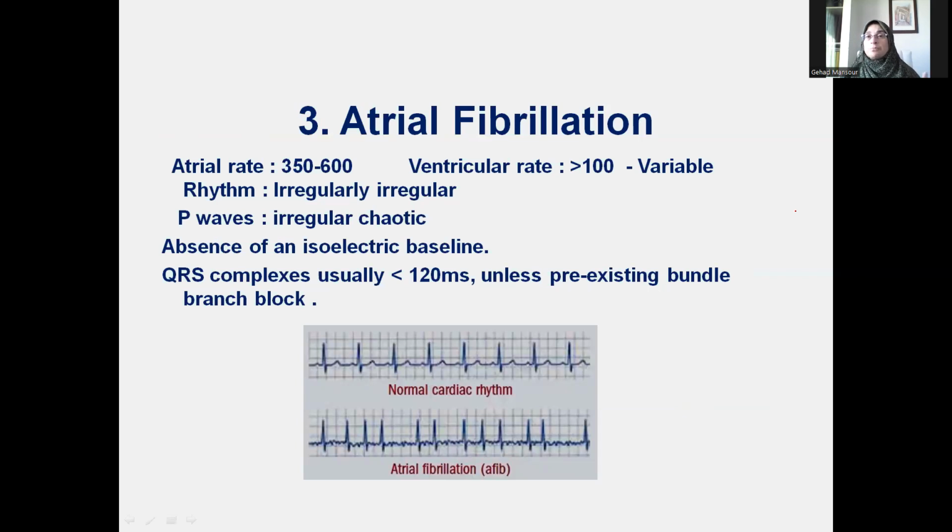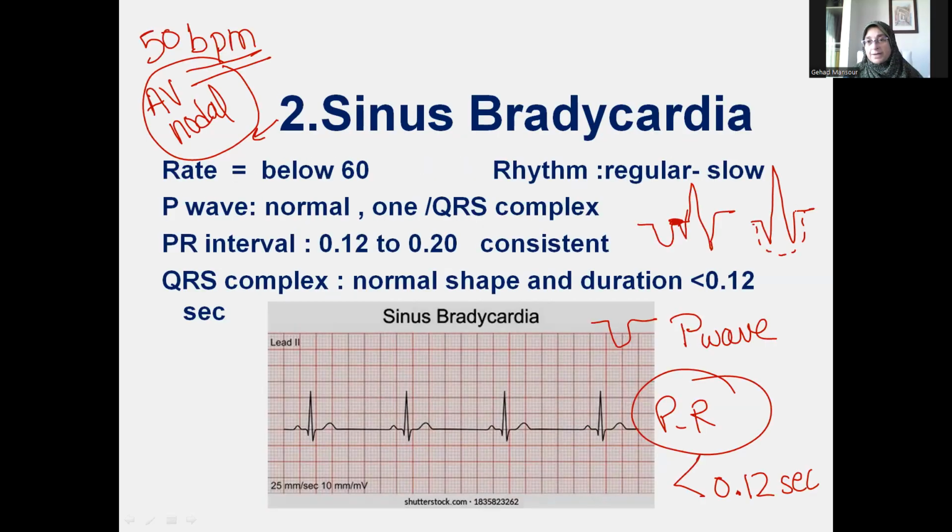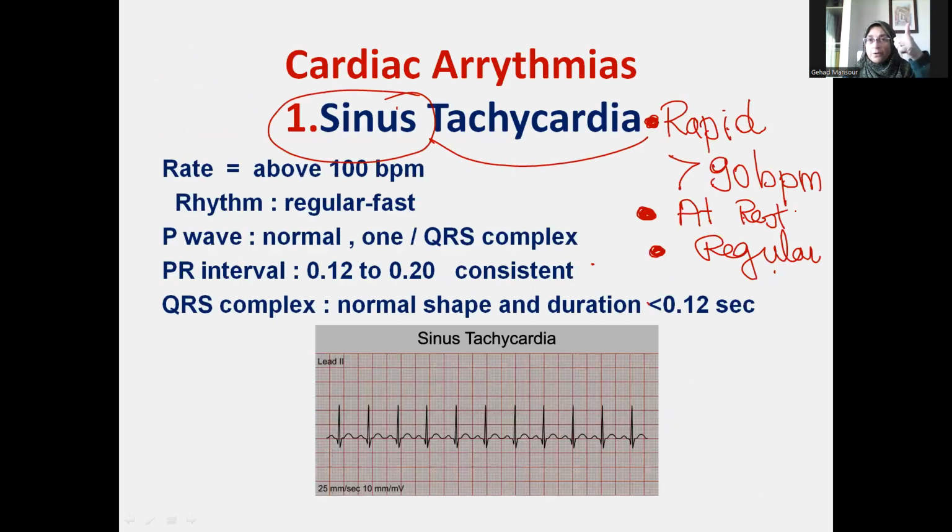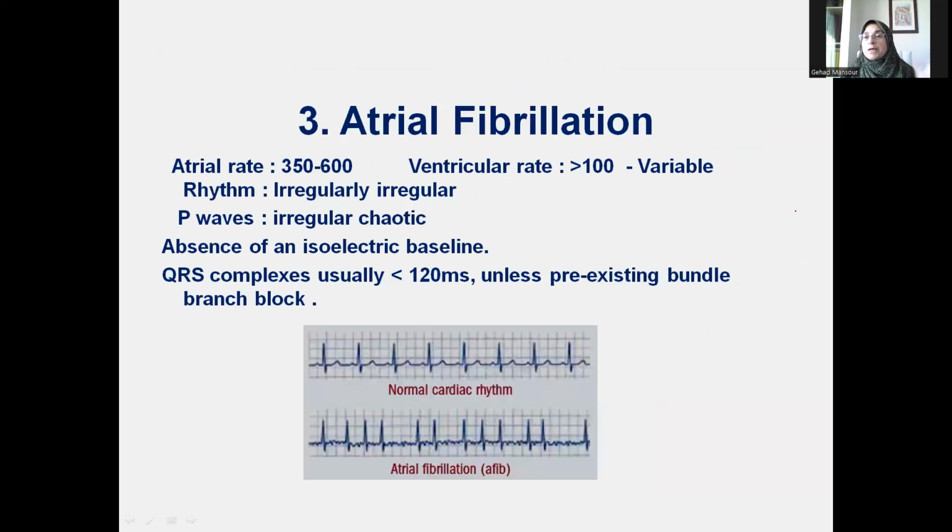Atrial fibrillation is not arising in the SA node. So up till now, we have seen three rhythms. I might ask you about the heart rhythms that originate in the sinoatrial node. So you would say the three: normal sinus rhythm, sinus tachycardia, and sinus bradycardia. But I might ask you about atrial rhythms that arise in ectopic atrial foci.